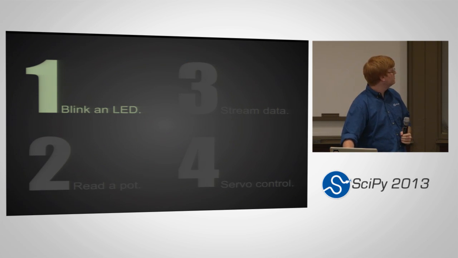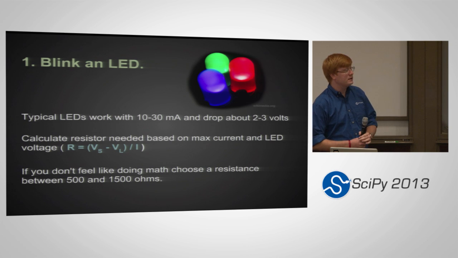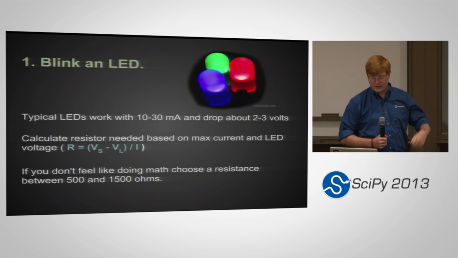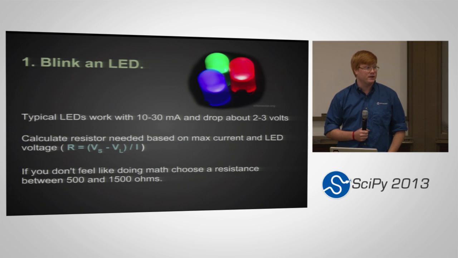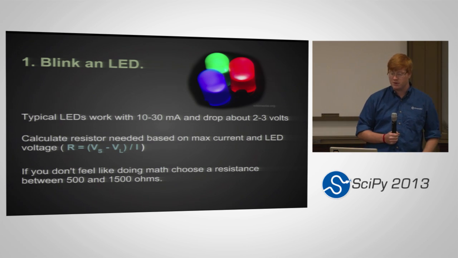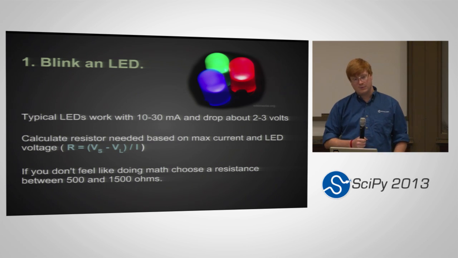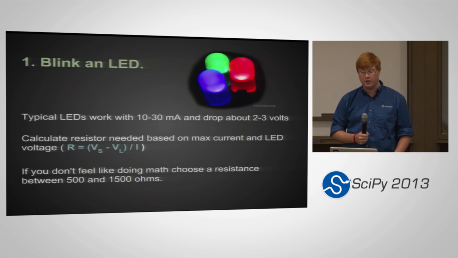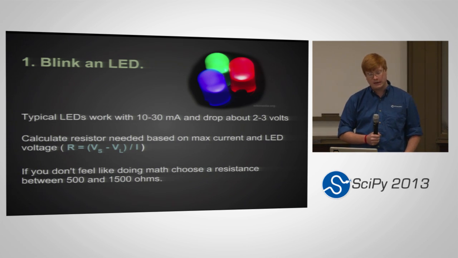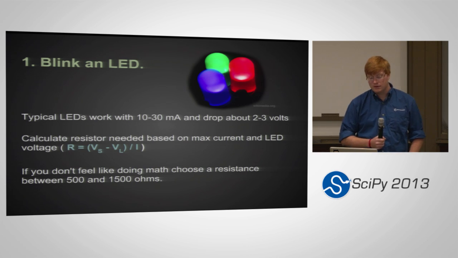So the first project is blink an LED. If you're not familiar with LEDs, it stands for light emitting diode. A diode is a circuit element that allows current to flow one direction but not another. Typically, the small LEDs that are very common work with 10 to 30 milliamps of current. Any less than that, they won't light up. Any more than that, they'll light up really bright and then go out.